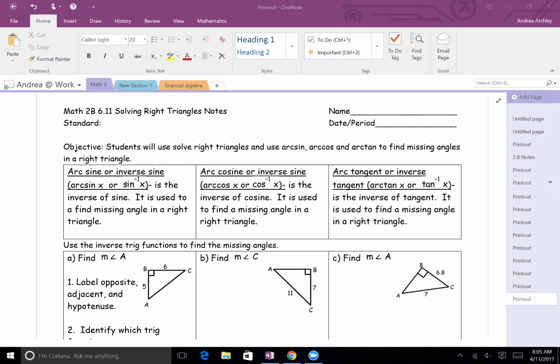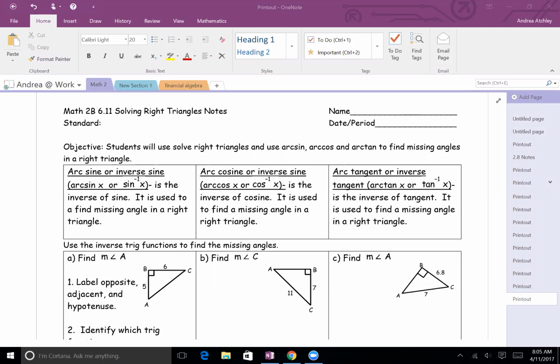Okay, today we're still using our trig functions. We found missing sides of triangles. Now today we're going to add finding missing angles of triangles. In order to do that, we're going to show you the inverse sine, which is the opposite of sine.